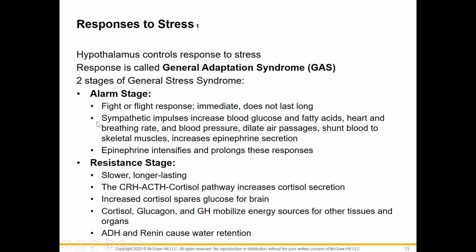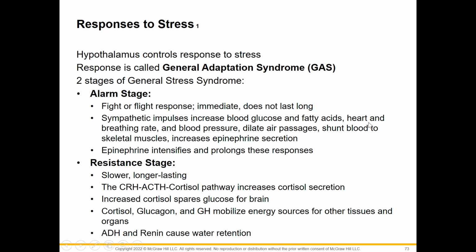Sympathetic impulses. Remember, it's the sympathetic nervous system that is your fight or flight part of your nervous system. So, sympathetic impulses from the nervous system will then increase blood glucose and fatty acids. You need more glucose to help you run real fast so that you can get away from the Rottweiler. So, that is why that cortisol, remember, cortisol increases glucose by helping the body produce more glucose, increase that blood glucose so that the cells have more glucose to function with, to use to make ATP. So it increases blood glucose.